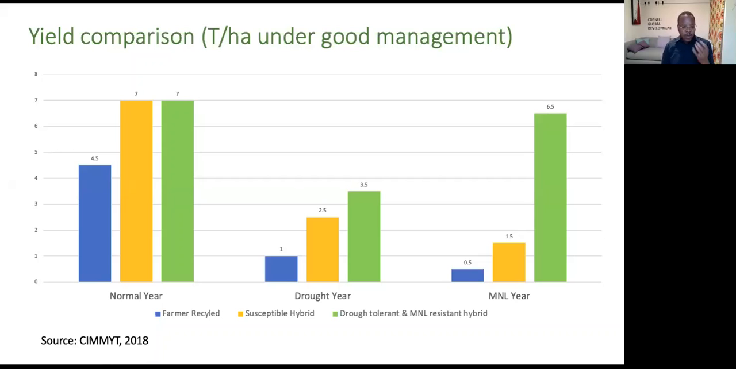In a drought year, you see the difference. One that gives you 1 ton per hectare, and the drought tolerant one gives you easily 2 or 3 times that yield. When it comes to a year where you have maize lethal necrosis disease, you can see the difference. Farmers are getting 0.5 tons per hectare as opposed to potentially that 6.5 for a variety that has been bred to be resistant to that kind of condition.